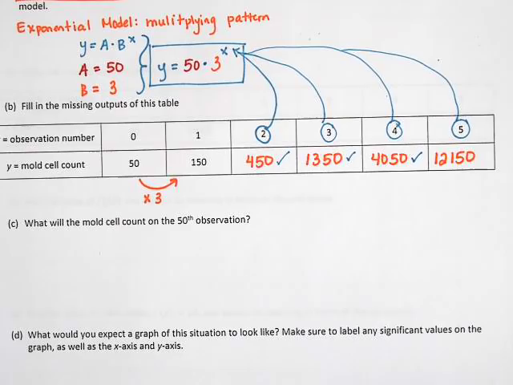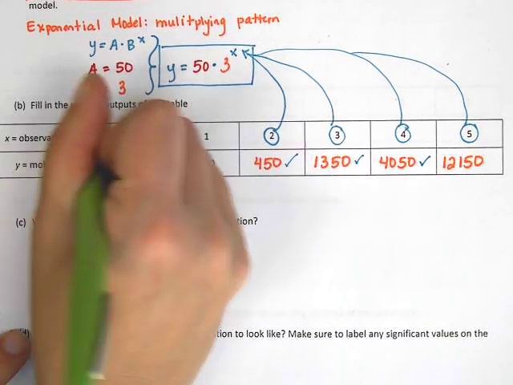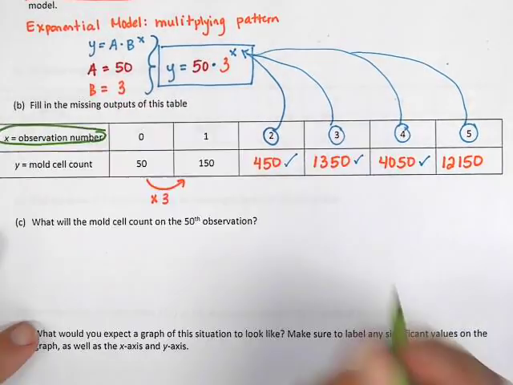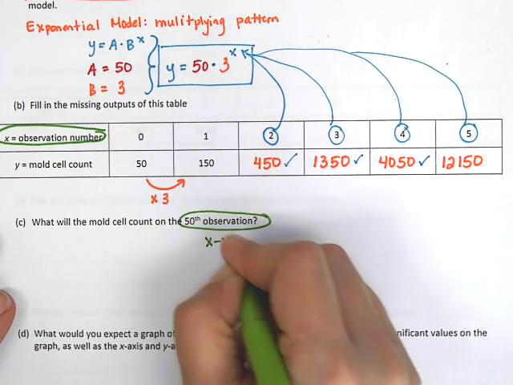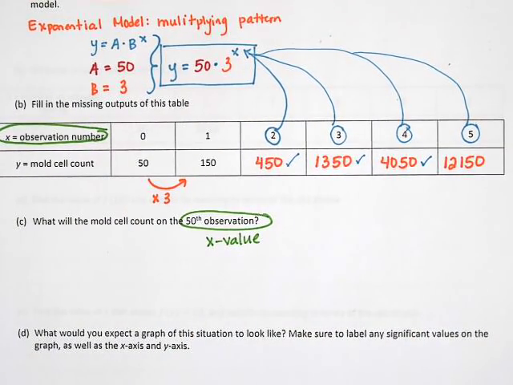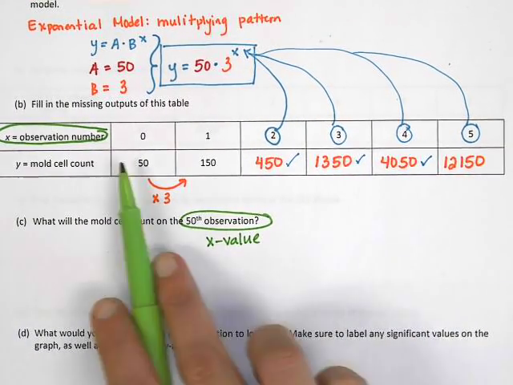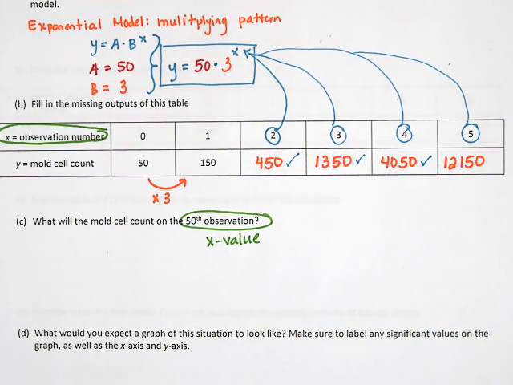Now, Problem C is a follow-up question. What will the mold cell count be on the 50th observation? Now, if we look back at the way that our data is labeled, the number of observation is the x value. So if it says we want to know what's happening on the 50th observation, this would be an x value in my table. Now I could theoretically make a table like this that keeps going and counts all the way to 50 in the x row.